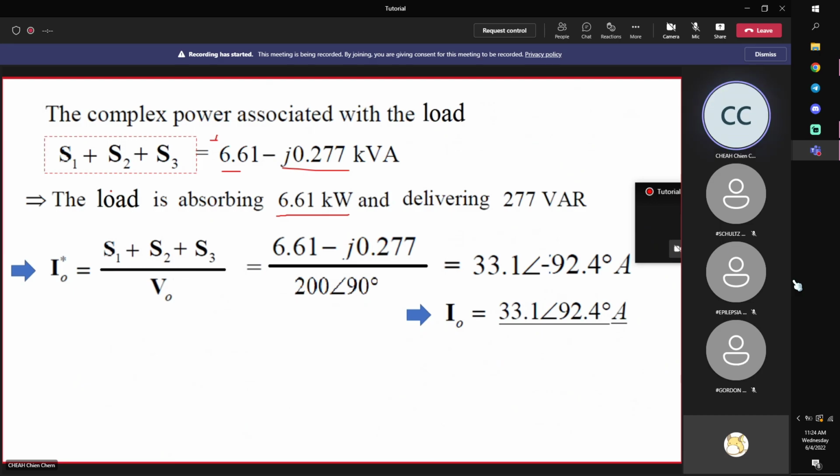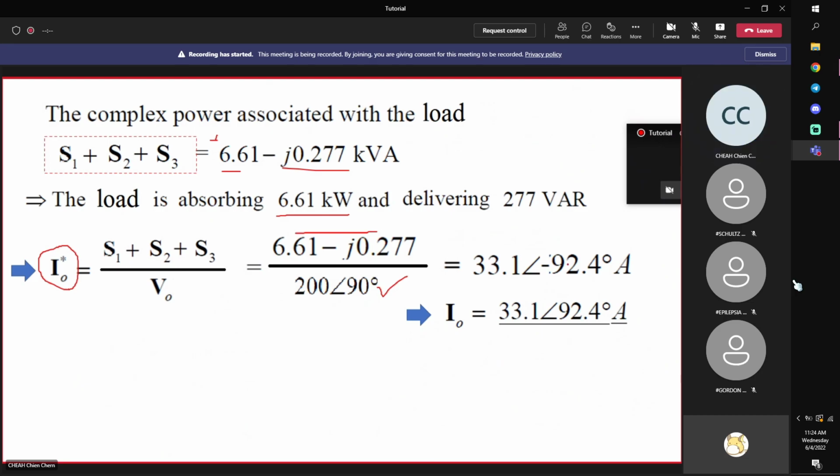Next, we divide by V0, which is given in this question. In divisions, you may want to convert the numerator to polar form and then do the division. You can check that it's equal to 3.1 magnitude, angle negative 92.4 degrees. Remember, this is the complex conjugate. To get back the current, you have to reverse the sign.